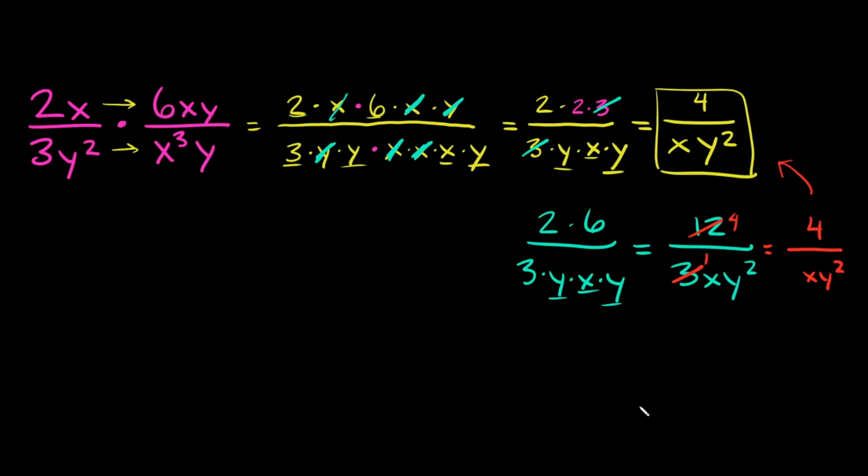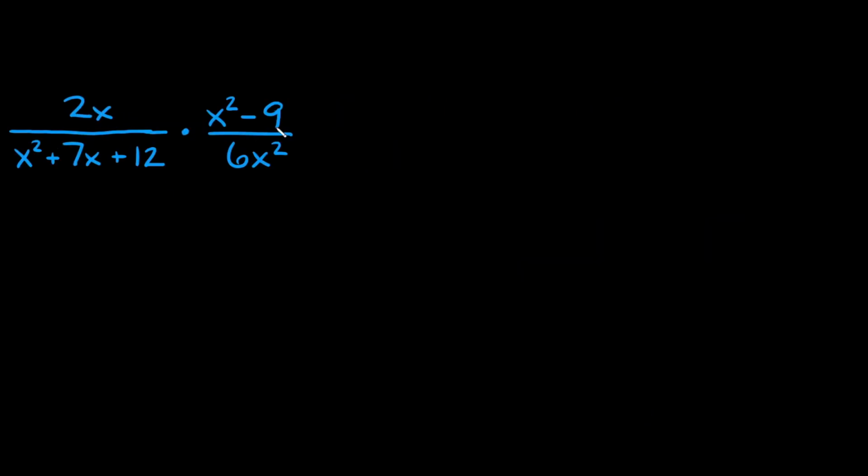Let's try one last example. Okay, so here is our next example. Again, in order to multiply these two together, all you have to do is multiply straight across, right? And again, you have to split it up into its factors, just like we did in the first problem. Okay, so here, 2x, that's the same thing as 2 times x.